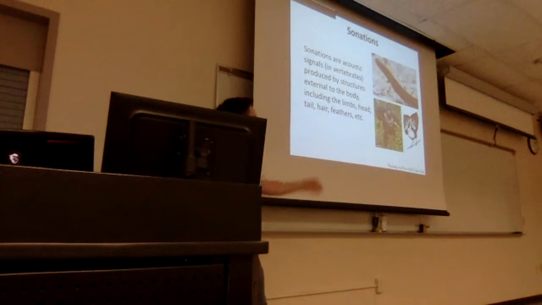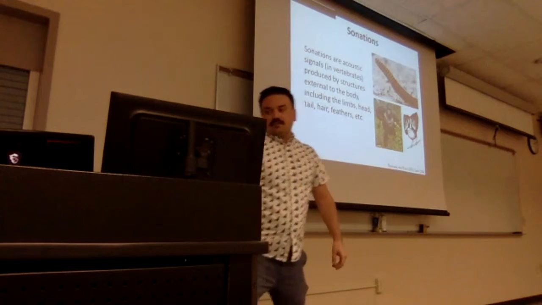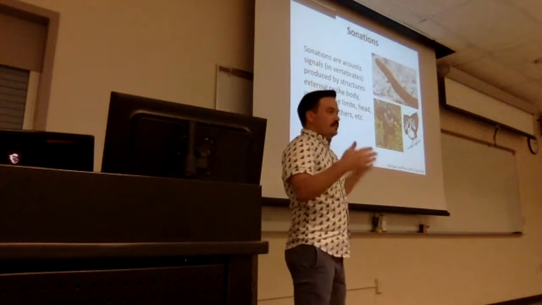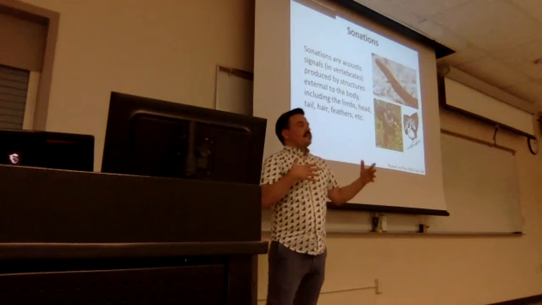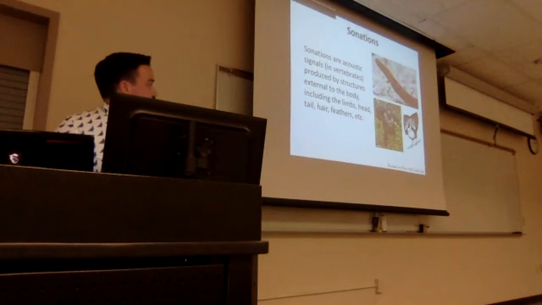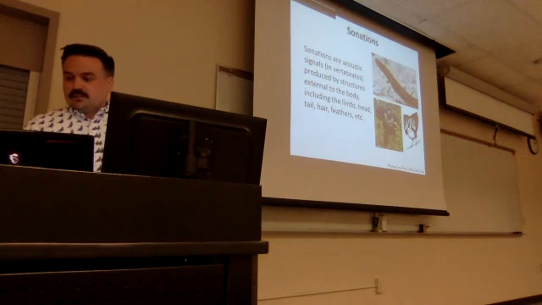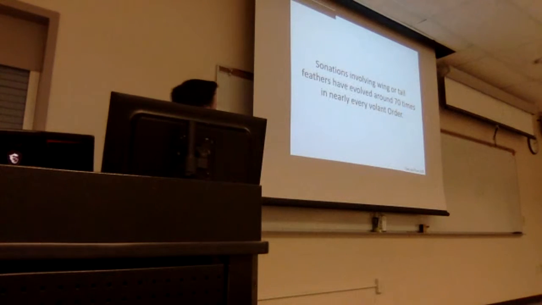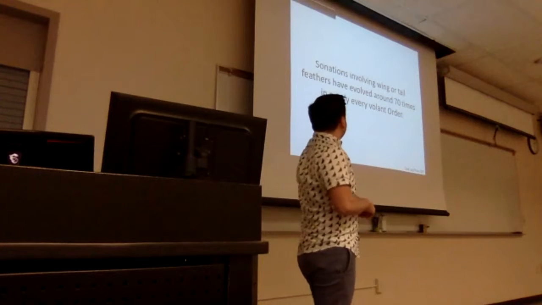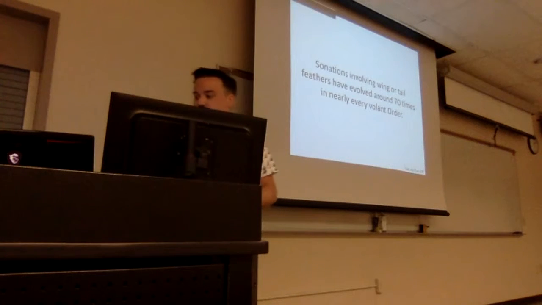It includes things like the shaking of the tail of a rattlesnake and that structure at the end of the rattlesnake's tail. It also includes structures that aren't particularly specialized, like the chest beating of a gorilla. Those are really specialized sounds. And then also some really weird things in birds. So birds specifically have evolved sonations that involve wing or tail feathers approximately 70 times. They occur in nearly every volant order.